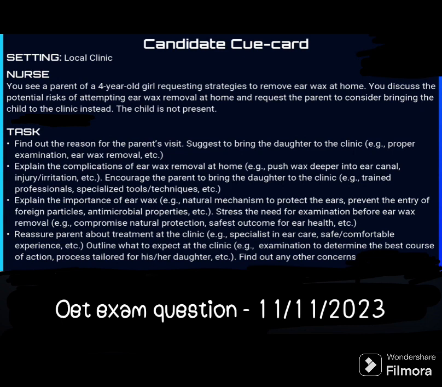And the next one is to explain the importance of earwax. They have given that it's a natural mechanism to protect the ears, prevent the entry of foreign particles, antimicrobial properties, etc. And the subtask is to stress the need for examination before earwax removal, like compromised natural protection, safest outcome for ear health, etc. How can we explain? So always see the task, what you are going to do. It is to explain the importance of earwax.